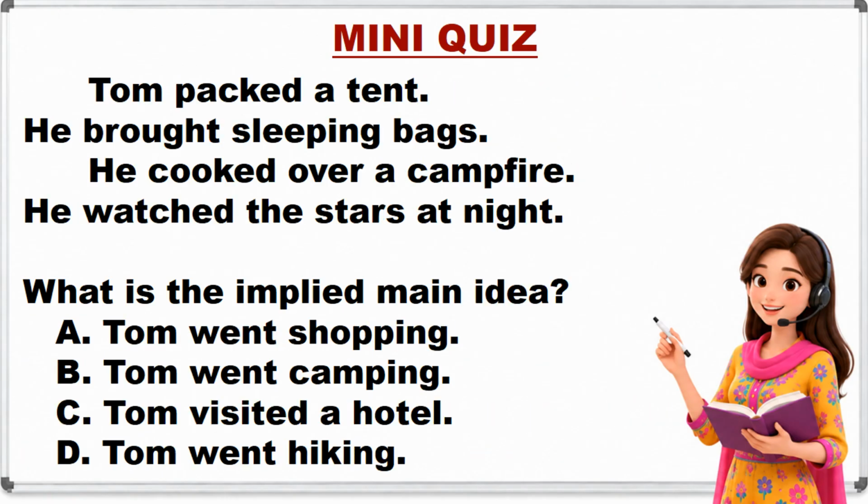Question 5. Tom packed a tent. He brought sleeping bags. He cooked over a campfire. He watched the stars at night. What is the implied main idea? A. Tom went shopping. B. Tom went camping. C. Tom visited a hotel. D. Tom went hiking. Answer, B. Explanation: The writer never says camping, but all the details clearly suggest it.